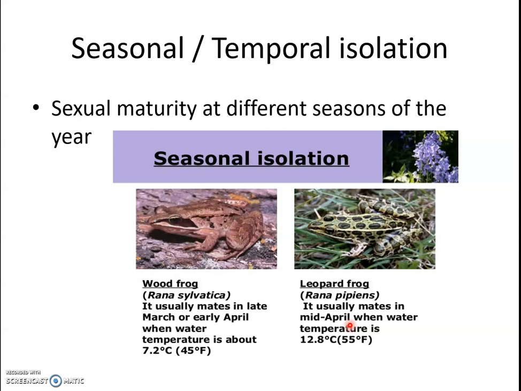So the breeding period depends upon the temperature or the seasonal fluctuation in the temperature. It induces the breeding in the frog. So here different species, since they are preferring different temperatures, there is no chance for them to interbreed.